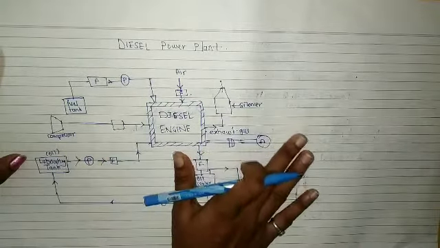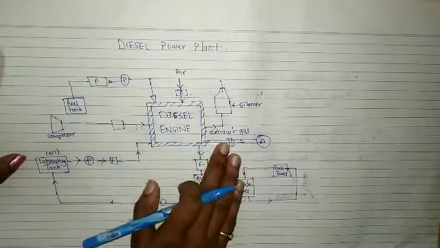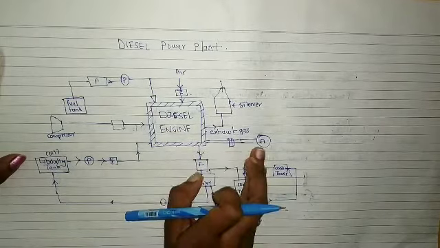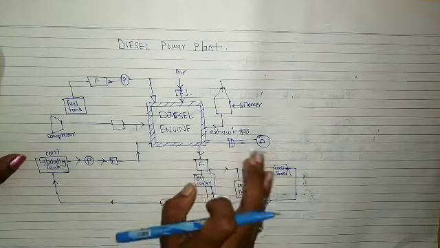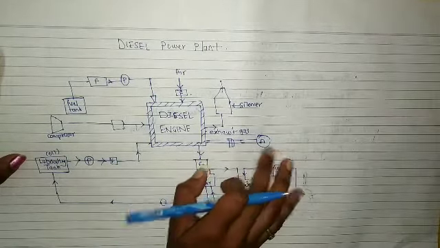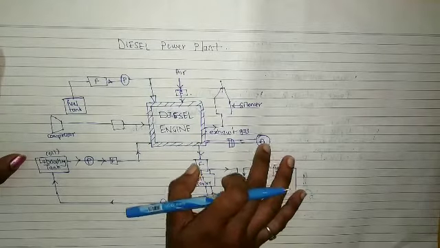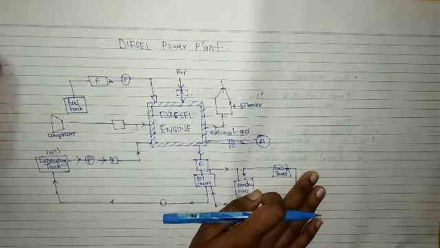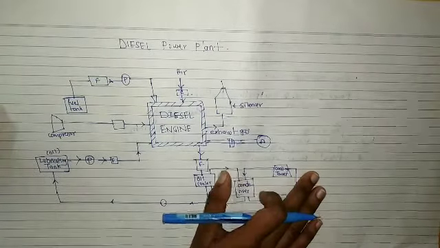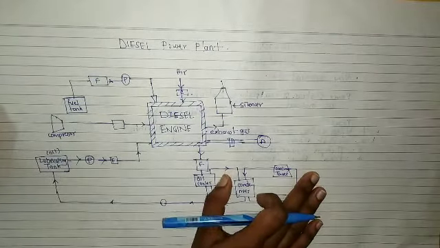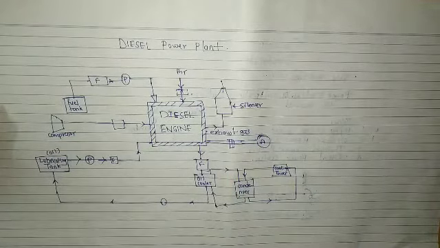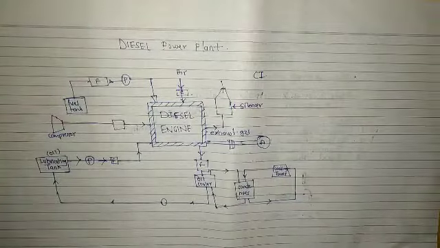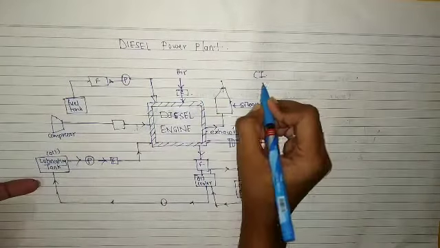And the main difference is, there is no turbine. This engine is directly shafted to the alternator. It's coupled to the alternator, so this is directly coupled to the alternator. You have to write this in the description. Okay. Now we'll see the working, how it works. So the diesel power plant basically works on a CI engine.